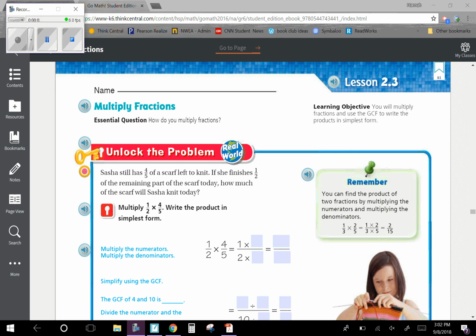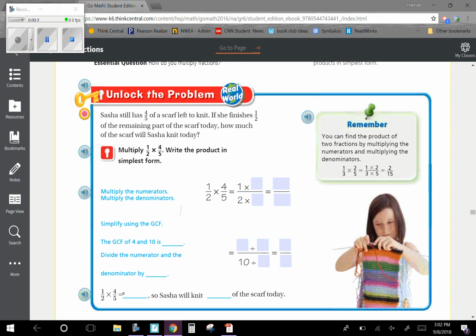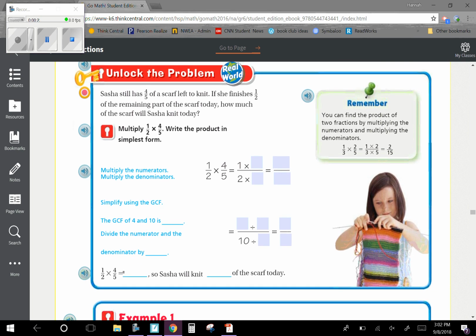Chapter 2, Lesson 3. Our learning objective is you will multiply fractions and use the greatest common factor to write the products in simplest form. So we're multiplying fractions. Our essential question, so the question you should be able to answer by the end of this lesson, is how do you multiply fractions?